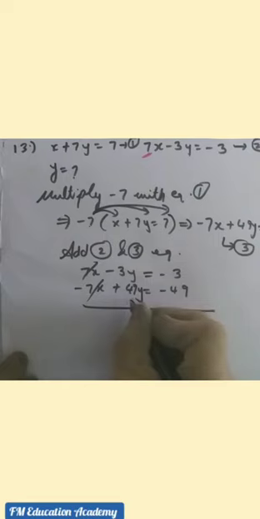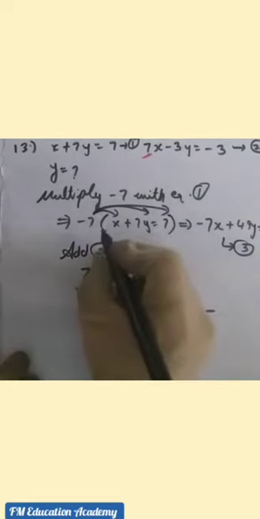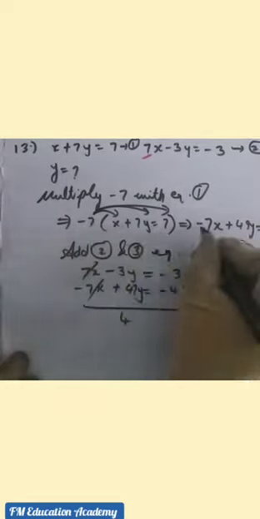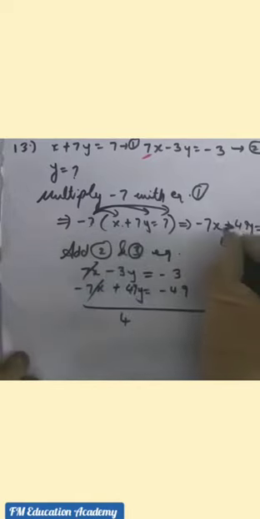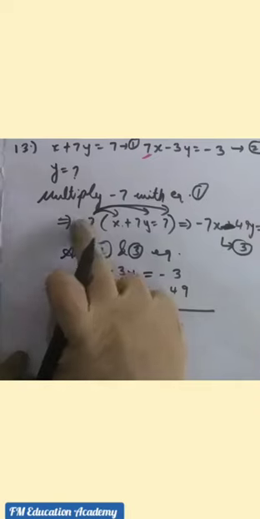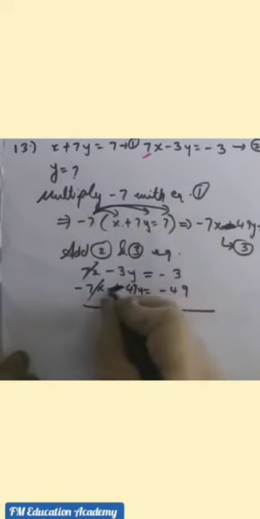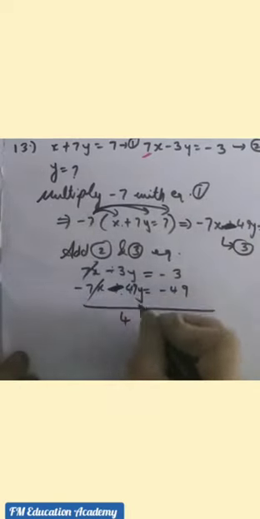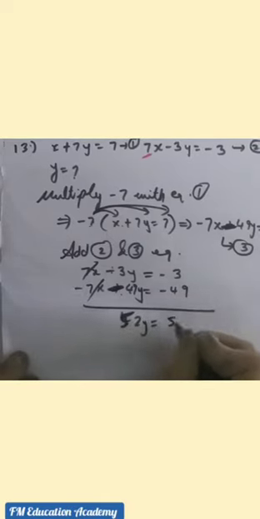7x minus 7x will get cancelled. Here we will have minus, right? Because you are multiplying minus 7 into x is minus 7x. Minus 7 into plus 7y is minus 49, because you are multiplying with minus 7. Minus into plus is minus. Again, minus into plus is minus. Already we wrote, okay. So now when signs are same, add 49 plus 3, 52y is equals to, signs are same, add 49 plus 3 is also 52.